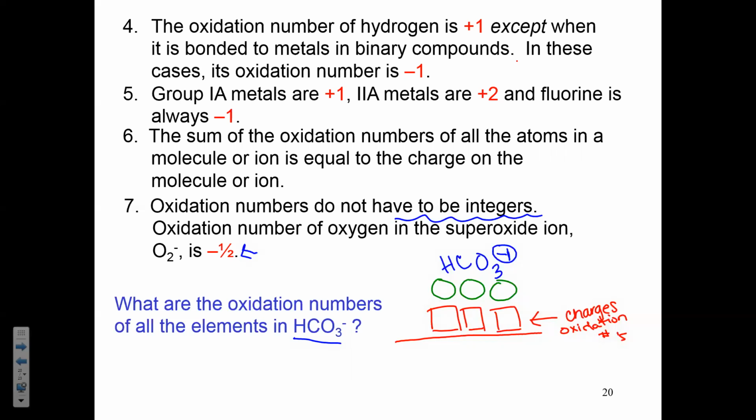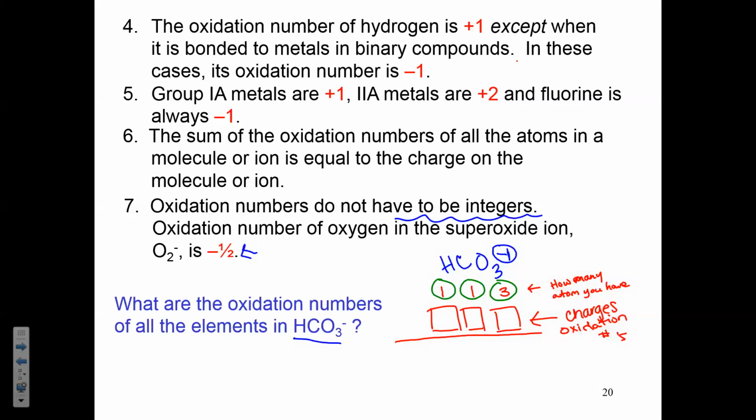In your green boxes, I want you to tell me how many atoms you have, because that matters. So let's look at this. If we look at hydrogen, I know that I have 1 hydrogen, I have 1 carbon, and I have oxygen 3 times, so I have 3 oxygens.